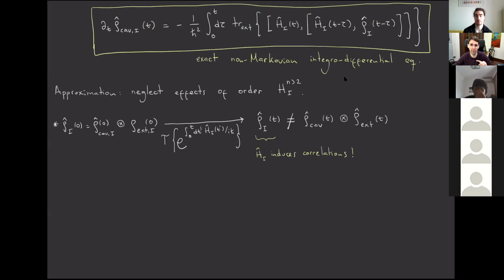So then something that we can do is that we can make the approximation that this is approximately correct. So the state is approximately an uncorrelated state of cavity and external field. So we make this approximation here. This is called the Born approximation.